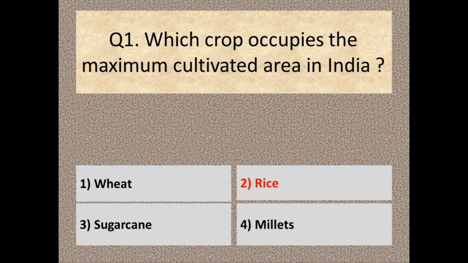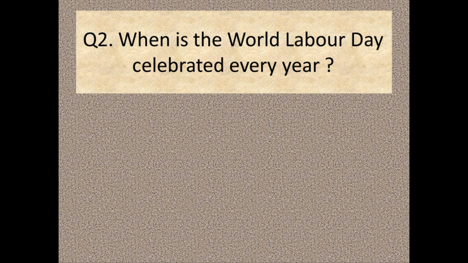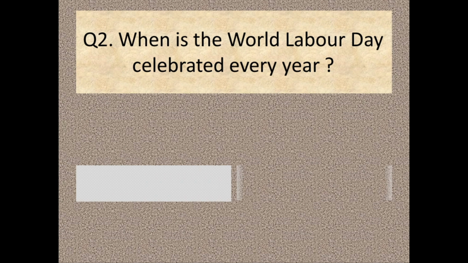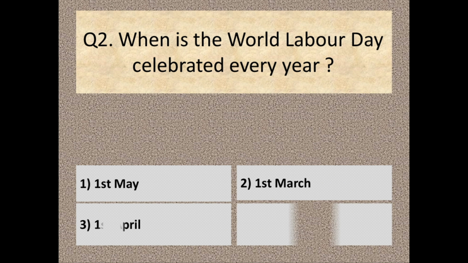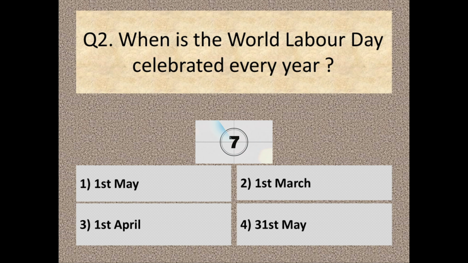Next question. Question 2. When is the World Labor Day celebrated every year? Here are your options. Option 1, May 1st. Option 2, March 1st. Option 3, April 1st. Or, option 4, May 31st. The correct answer is, option 1, May 1st.